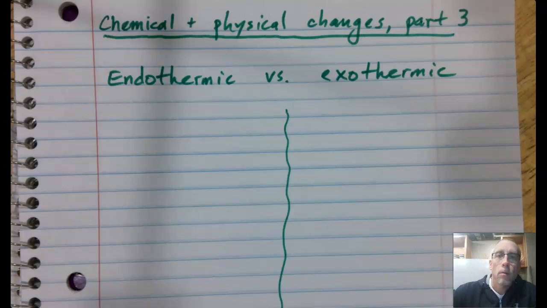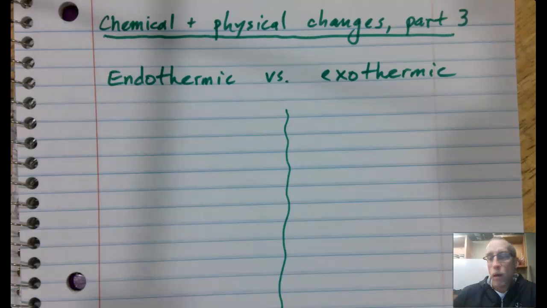Well, welcome back to part 3 of our unit on chemical and physical changes. In this particular lesson, I want to focus on two terms that are very similar, that actually are kind of opposite. So by the time you're done, I want you to be able to know and recognize the difference when you see these. So the terms are in front of you there, endothermic and exothermic.